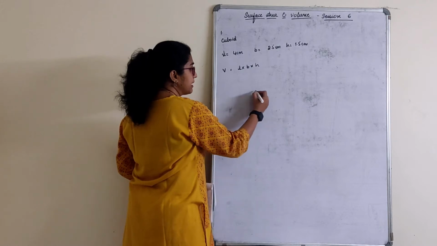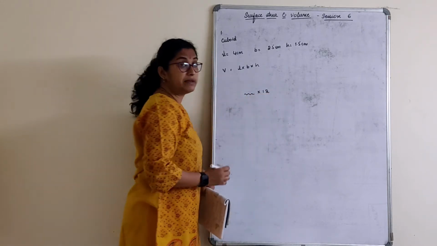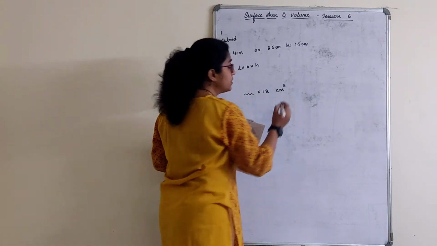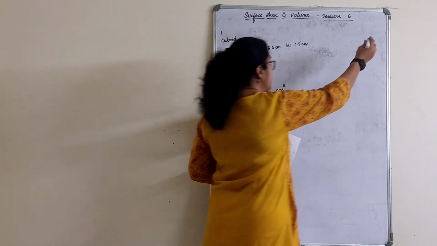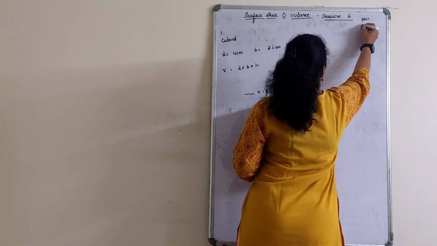So, the volume of the packet containing 12 such boxes is the answer times 12. That will be the answer. The answer will always be in cubic units, right? First one is for homework. Since it is very simple, you have to only substitute it.